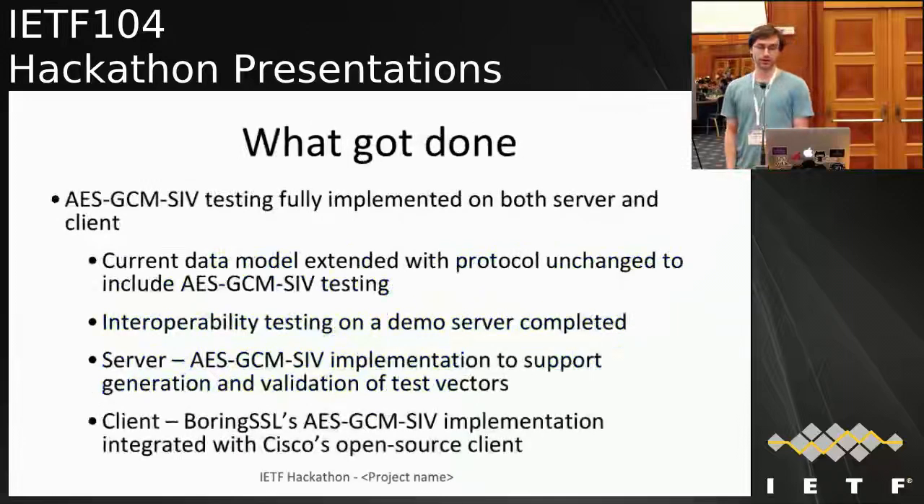What got done is we completed fully everything that we had set out for. AES GCM SIV is implemented on both the server and client. The current data model as well was extended to allow for GCM SIV testing. Interoperability between the demo server and the client was fully completed and successful.